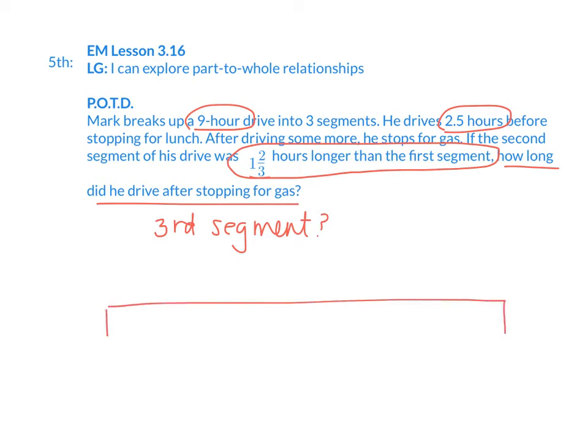Okay, so let's draw a picture. We know all together, how long does Mark need to drive for? 9 hours. Okay. Now, how long was the first segment? 2.5 hours. Good. How long was the second segment? Well, it was 1 2/3 hours longer than the first segment. So what math equation could we do in order to find out how long the second segment was? Adi? Very good. 2.5 plus 1 2/3.